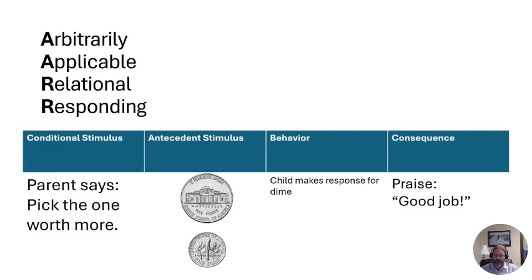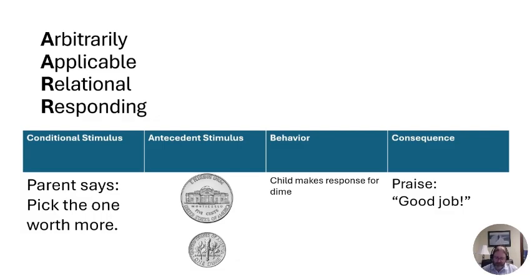Now we are going to start introducing the AARR, the arbitrarily applicable relational responding. And so here we want the child to make a response that's based on some arbitrary property of the stimulus, and that is determined by social whim, by just choice of the verbal community. So here the parent says, pick the one worth more. And if you know your American coins, you know that the nickel is arbitrarily defined as being worth 5 cents, and the dime is arbitrarily defined as being worth 10 cents. So on the basis of that value, the dime is worth more.